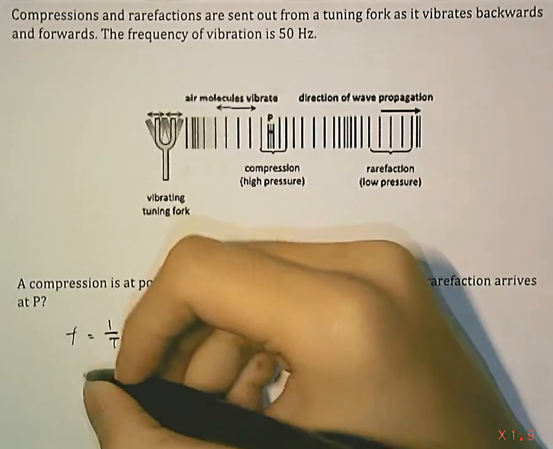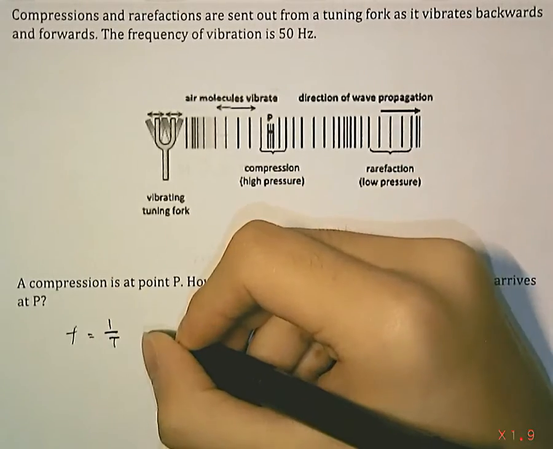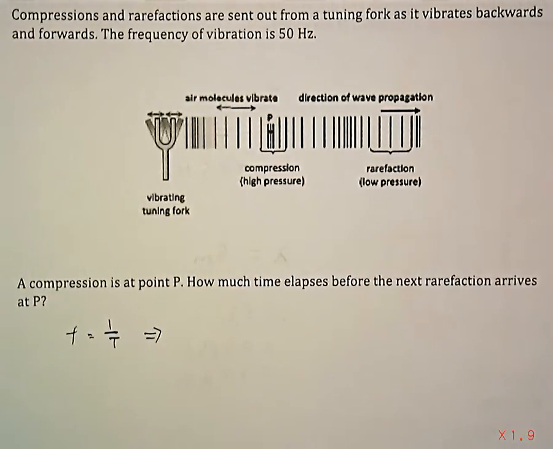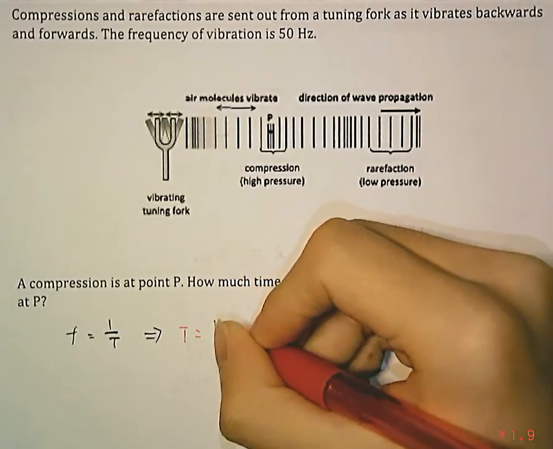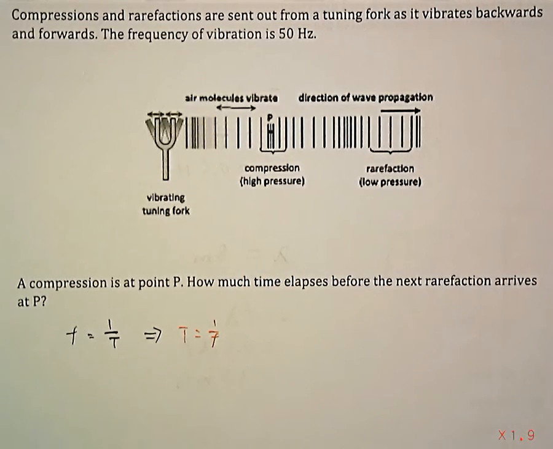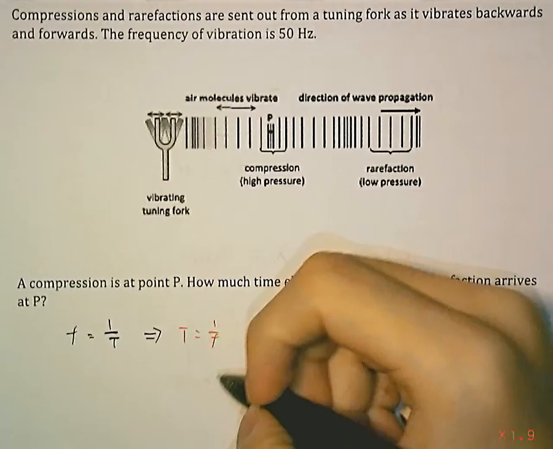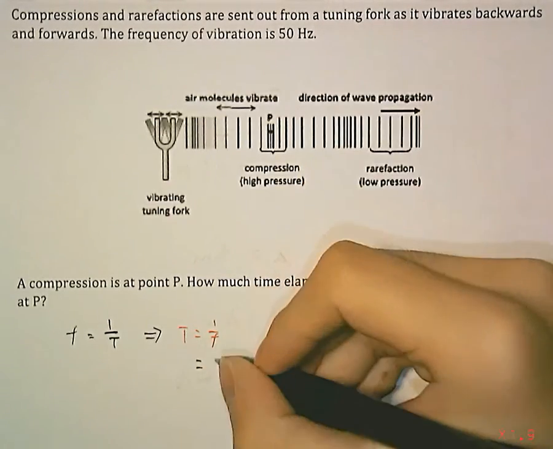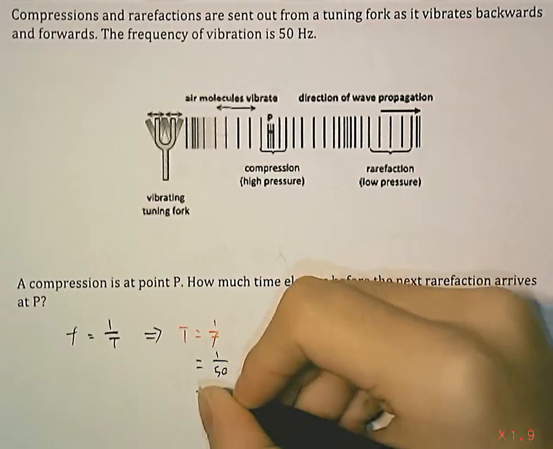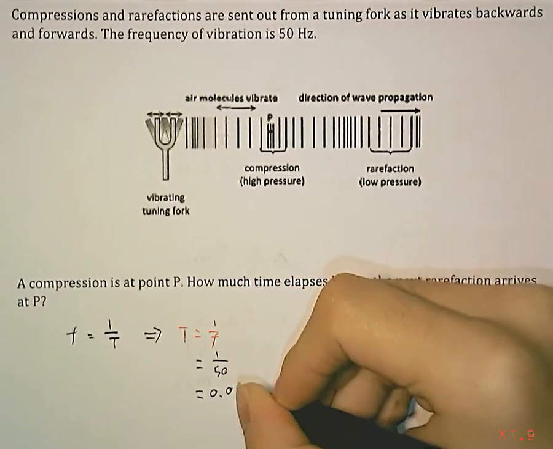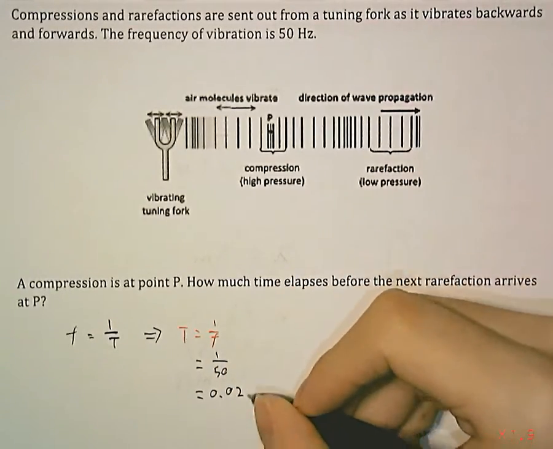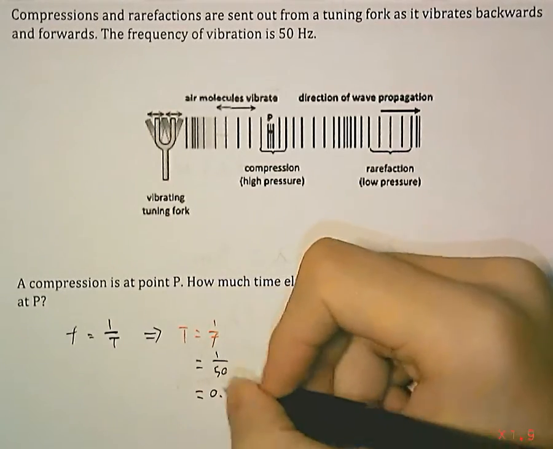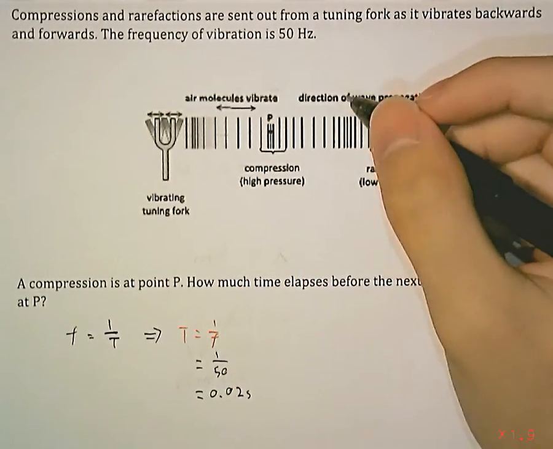So the other way to write it is T equals 1 over f. This is just manipulating our variables, and it's going to work out to 1 over 50, which is 0.02. So 0.02 seconds. That's going to be our period.